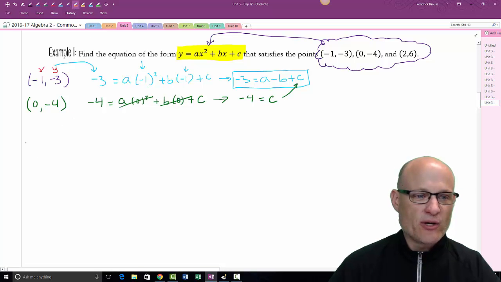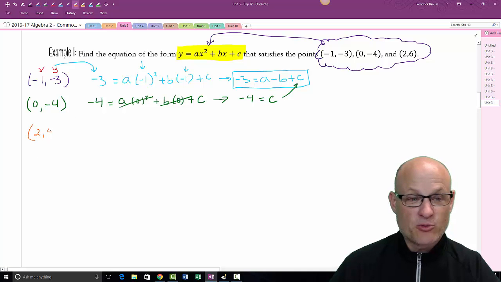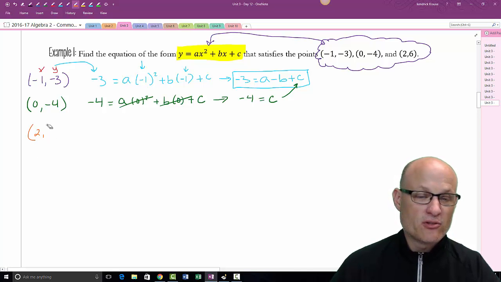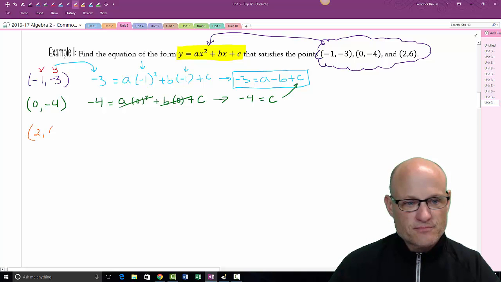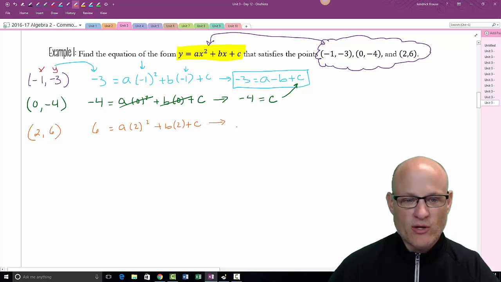And finally, let me get this last equation. We'll do this in this ugly color, orange. Orange is not my favorite color. It is, however, my twin brother's favorite color, because he's a little goofy. All right, 2, 6. So in for y goes 6. A times 2 squared plus b times 2 plus c. Transform that equation. So that 6 is equal to 4a plus 2b plus c.